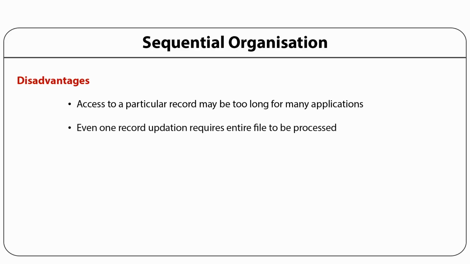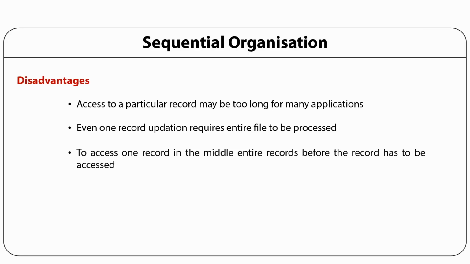One record updation requires the entire file to be processed. Say for example, if you want to update a record in a sequential organization, you have to bypass all the previous records just to reach the particular record you desire to update. To access one record in the middle, the entire records before that record have to be accessed.